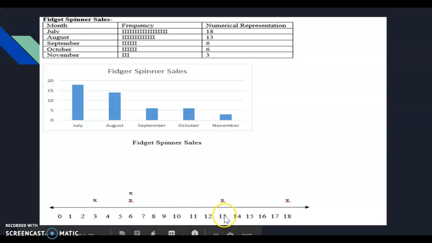When you go down to 13, how many months were there where 13 fidget spinners were sold? There was only 1 month, so there's only 1 X for that. Let's go down to 18. How many months were there where 18 fidget spinners were sold? There's only 1 month where there were 18 sold, so there's only 1 X right there. You can pause the video and take a really good look at it to see how everything is represented. So here are the 3 different tasks that were completed.